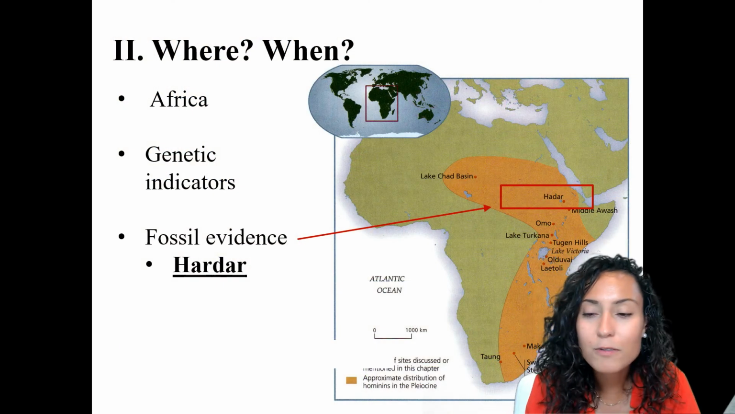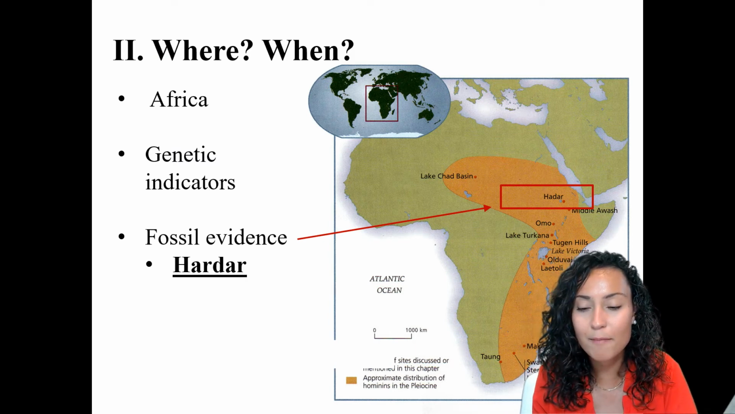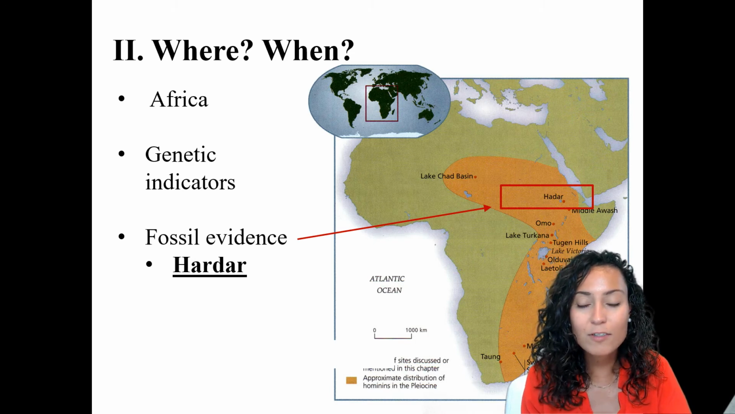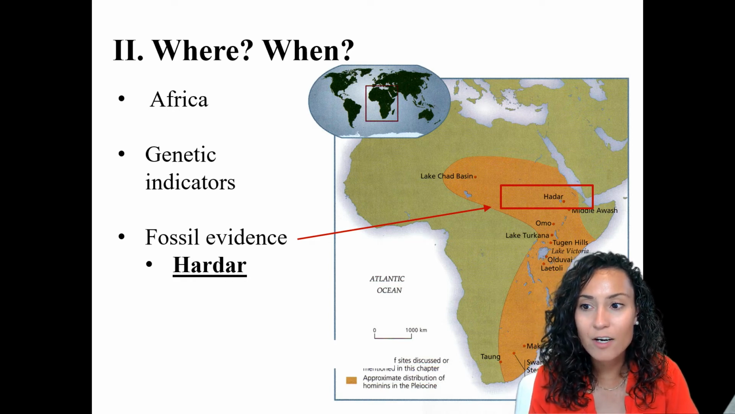We also see lots of fossil evidence for these early hominin ancestors. So there's several instances of early fossil evidence for bipedalism found in Ethiopia, particularly in the Hadar area.